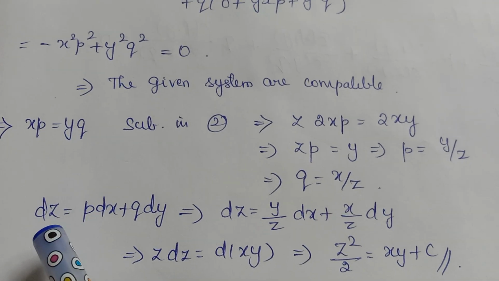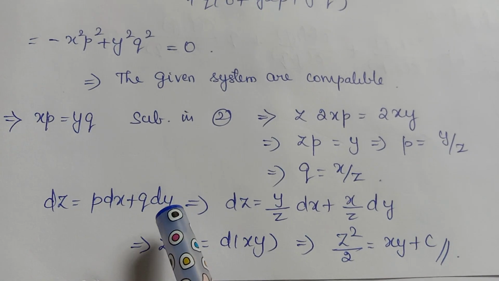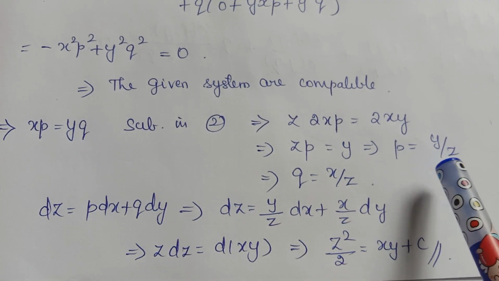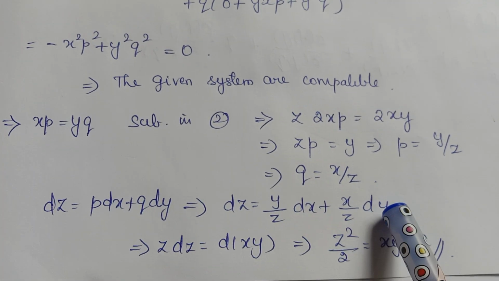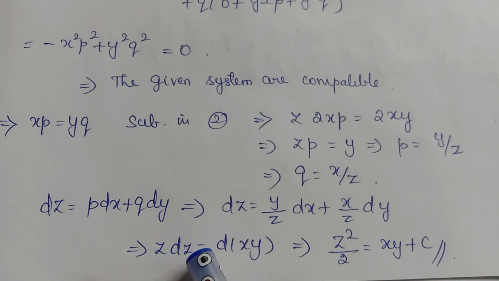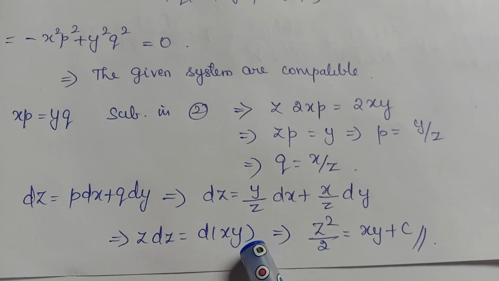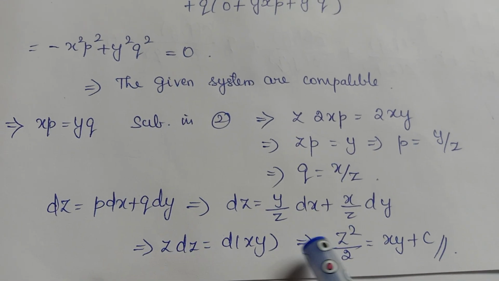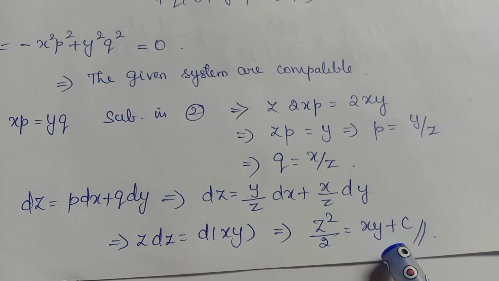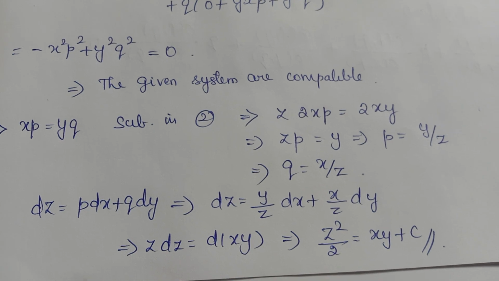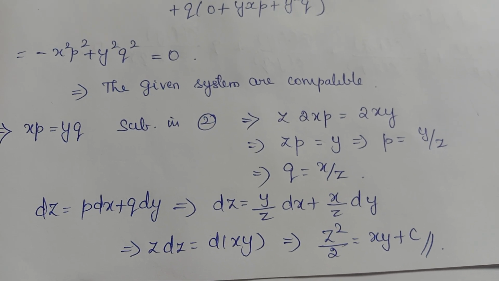Now, how to find the solution? Put dz equal to p dx plus q dy. So dz equal to y by z dx plus x by z into dy. Cross multiply: z dz equal to y dx plus x dy, which is nothing but the differential of xy. If you integrate, z square by 2 equal to xy plus c. This is the solution for both the equations. Okay, that's all. Thank you.